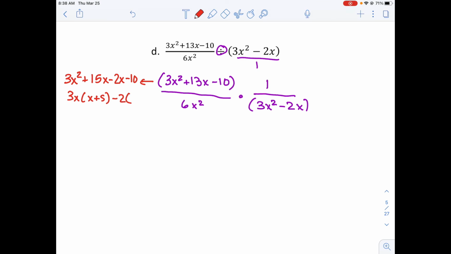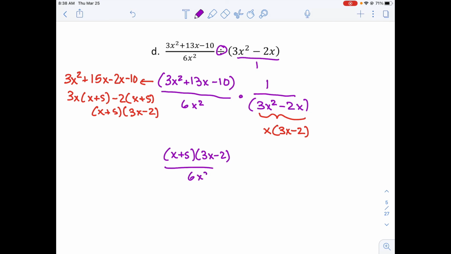And then I can factor out a common factor of 3x and pull out a negative 2 to get an x plus 5 times my 3x minus 2. On the bottom, those both share a factor of x, so I'm going to factor that x out. And then if I rewrite it in my factored form here and look for some common factors, I think I have some stuff that will divide out to 1. So I've got a factor of 3x minus 2 that'll divide by itself and just give me 1. Which leaves me with x plus 5 over, if I multiply across on bottom, 6x to the third.